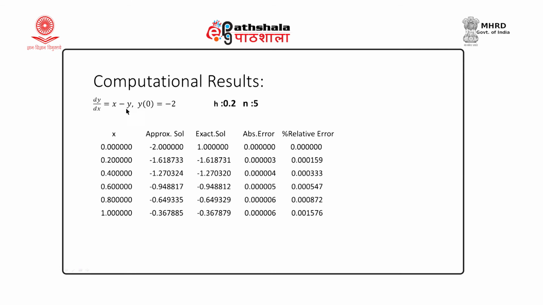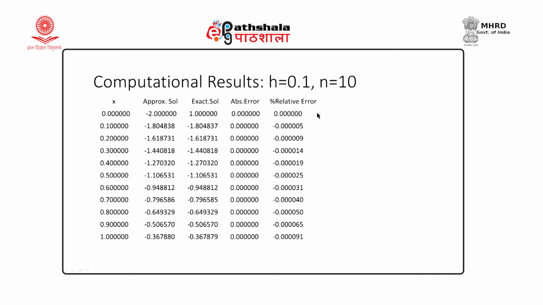So, let us again look at the results hurriedly. Here h is 0.2, n is 5. Because we have kept the terms up to h raised to 4, you can look and go up to 1. The error is, for display purposes we have retained only 6 decimal places, otherwise for all practical purposes you are getting exact values up to 6 decimal places. 0.367885 minus 0.367879, the error is 0.000006. So, the percentage relative error is 0.001576.